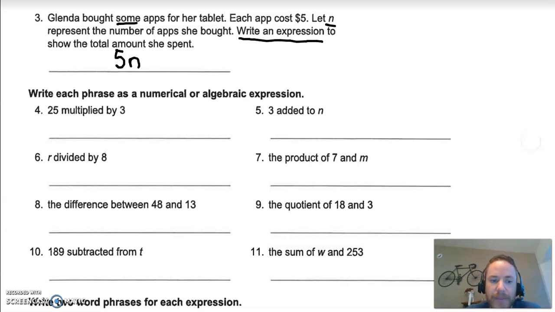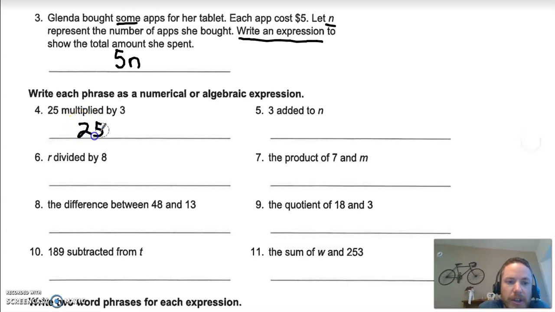That's it. Okay, we're going to go pretty quickly through 4 through 11. It says write each phrase as a numerical or algebraic expression. When there are multiple answers, I'll probably write a couple, but I'm not going to write all of them. Number 4 says 25 multiplied by 3.